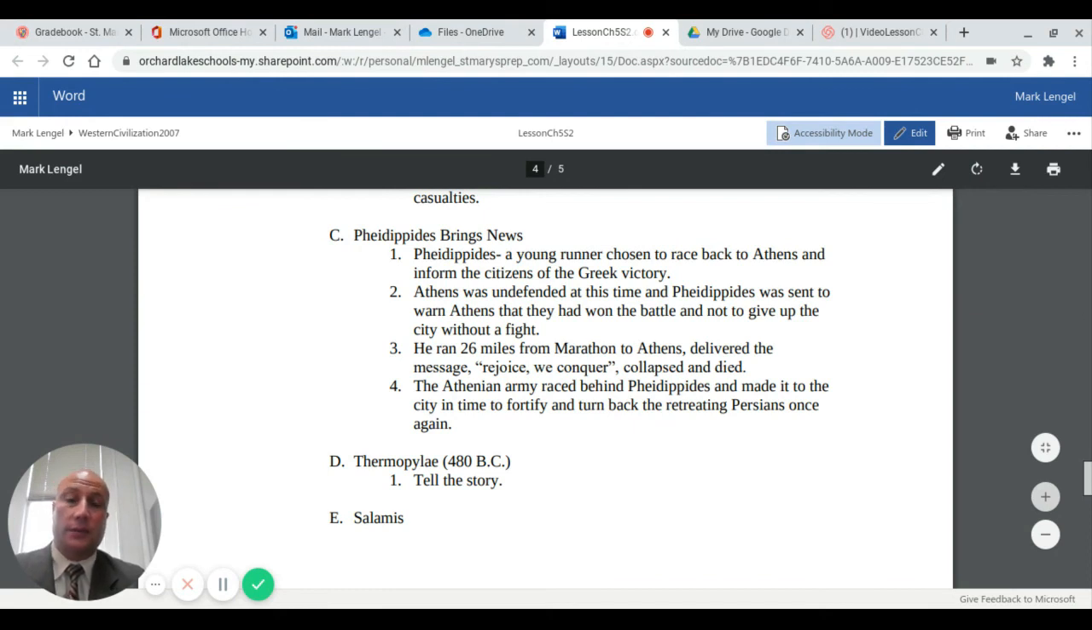The Athenian army, though, then raced back to Athens behind Phidippides and eventually made it in time to fortify and turn back the remaining Persians who were once again attacking.